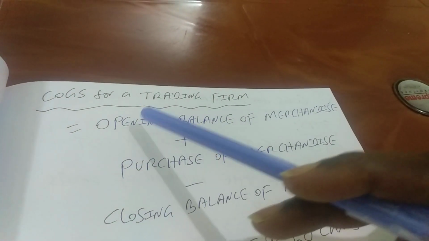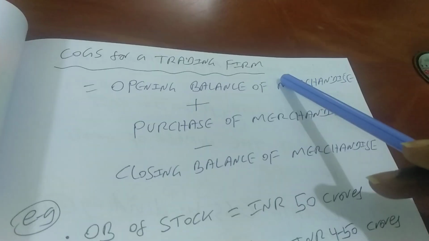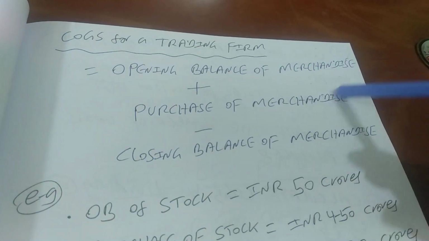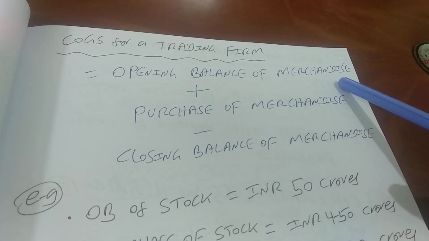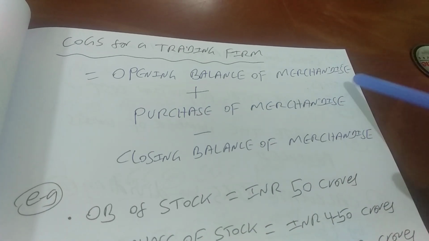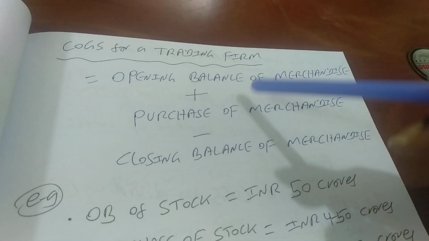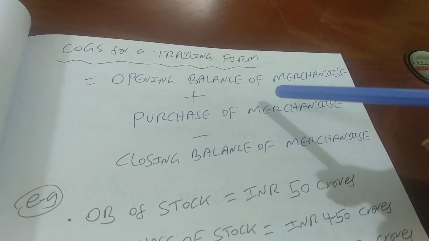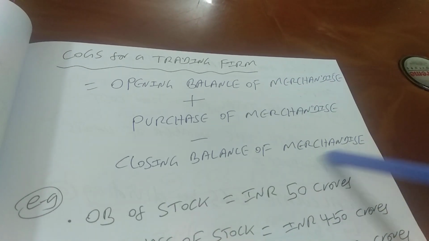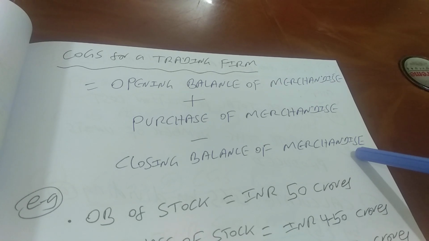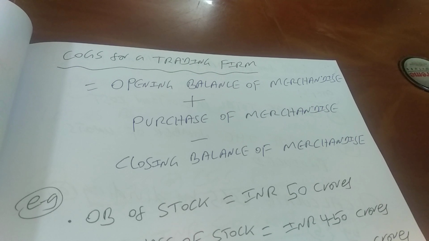Now the question is, how can we find out COGS or cost of goods sold for a trading firm? We are going to make use of a very simple formula here, wherein we will start with the opening balance of merchandise. We will add purchase of merchandise to the opening balance, and from the total of these two we will subtract the closing balance of merchandise. Once we do that, we are going to have the cost of goods sold for the trading firm, right?